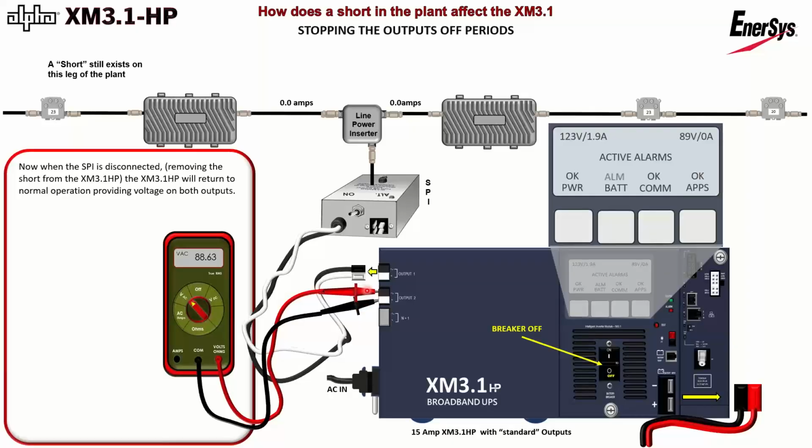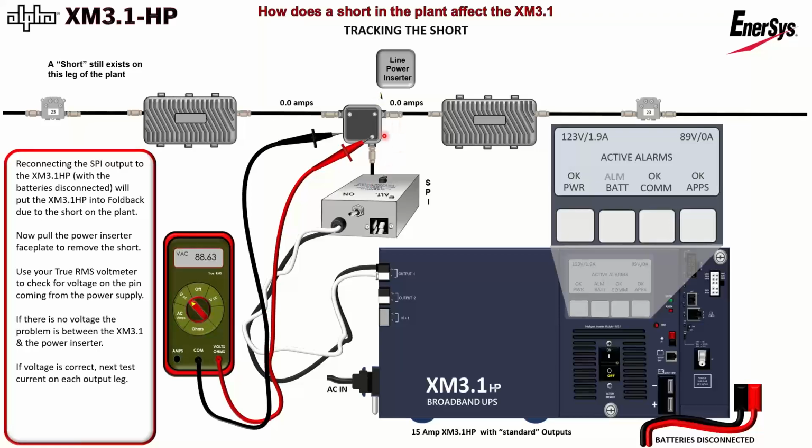Okay, now what I would do in this case is I would hook the short back up to my power supply. That's going to kill my power supply because the short isn't fixed, right? Then I would go out to my power inserter, take it out, test for voltage coming from the pin that's coming from the power supply. If I don't have voltage at this point, I know my problem is in between my power inserter and the power supply, because remember, when I disconnected the short from the power supply it was fine. So at this point, if I've disconnected my plant and I don't have voltage, my problem is between my power supply and where I'm testing for voltage.